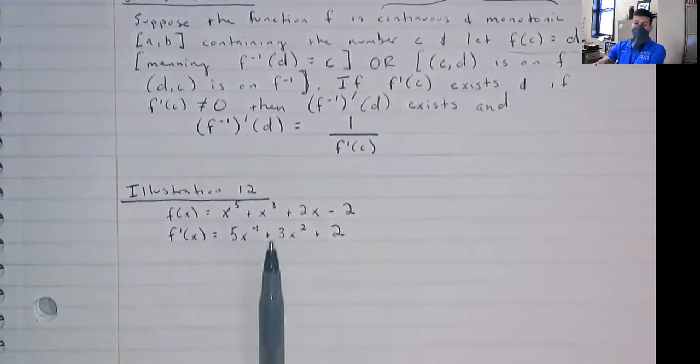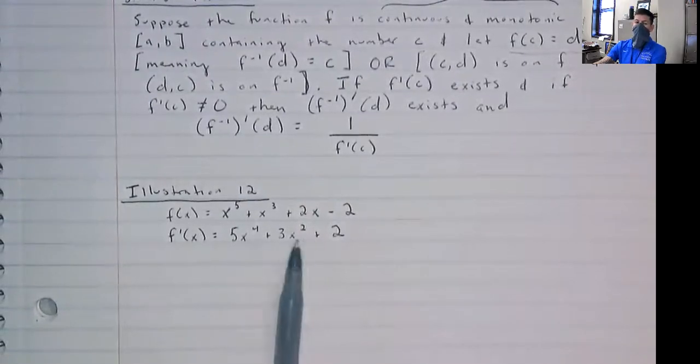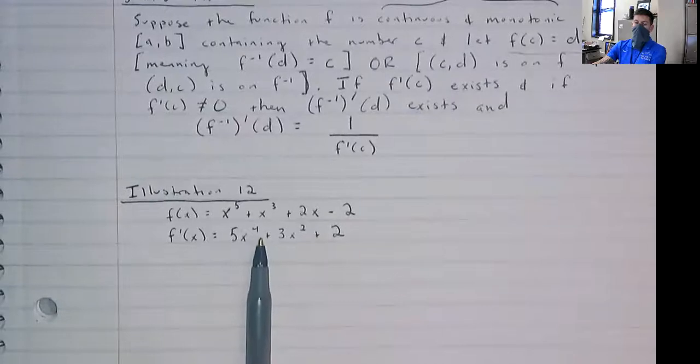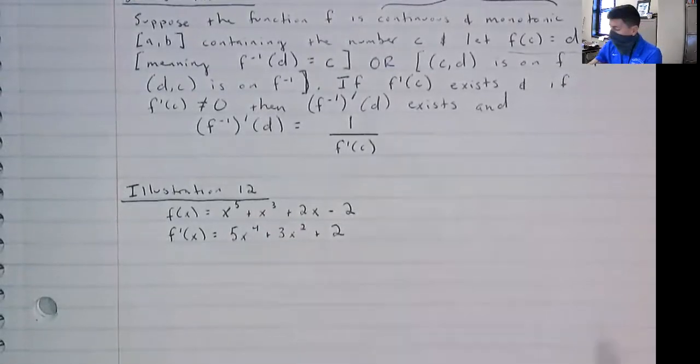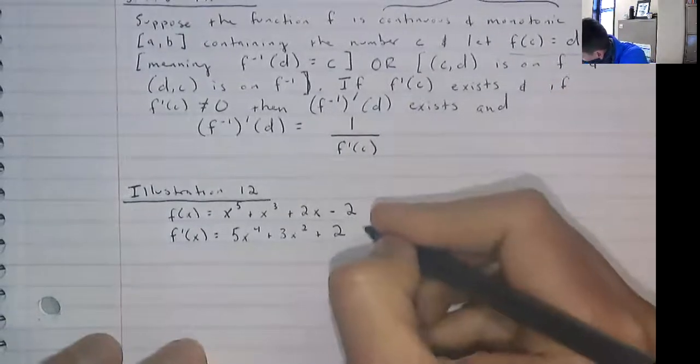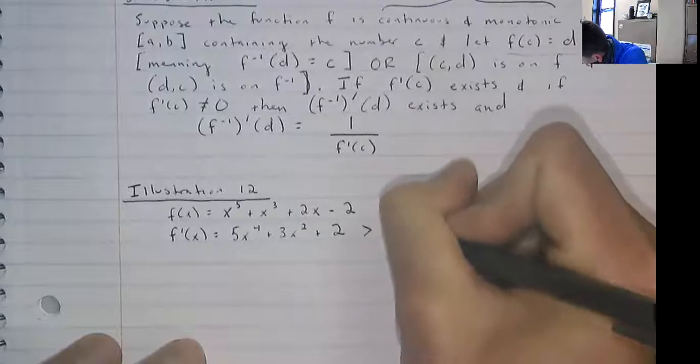All of your x values are being either 4th powered or squared. What happens when you take a negative number and take it to the 4th power? It becomes positive, and when you square a negative number, always positive. So we can correctly conclude that this derivative is always greater than 0.